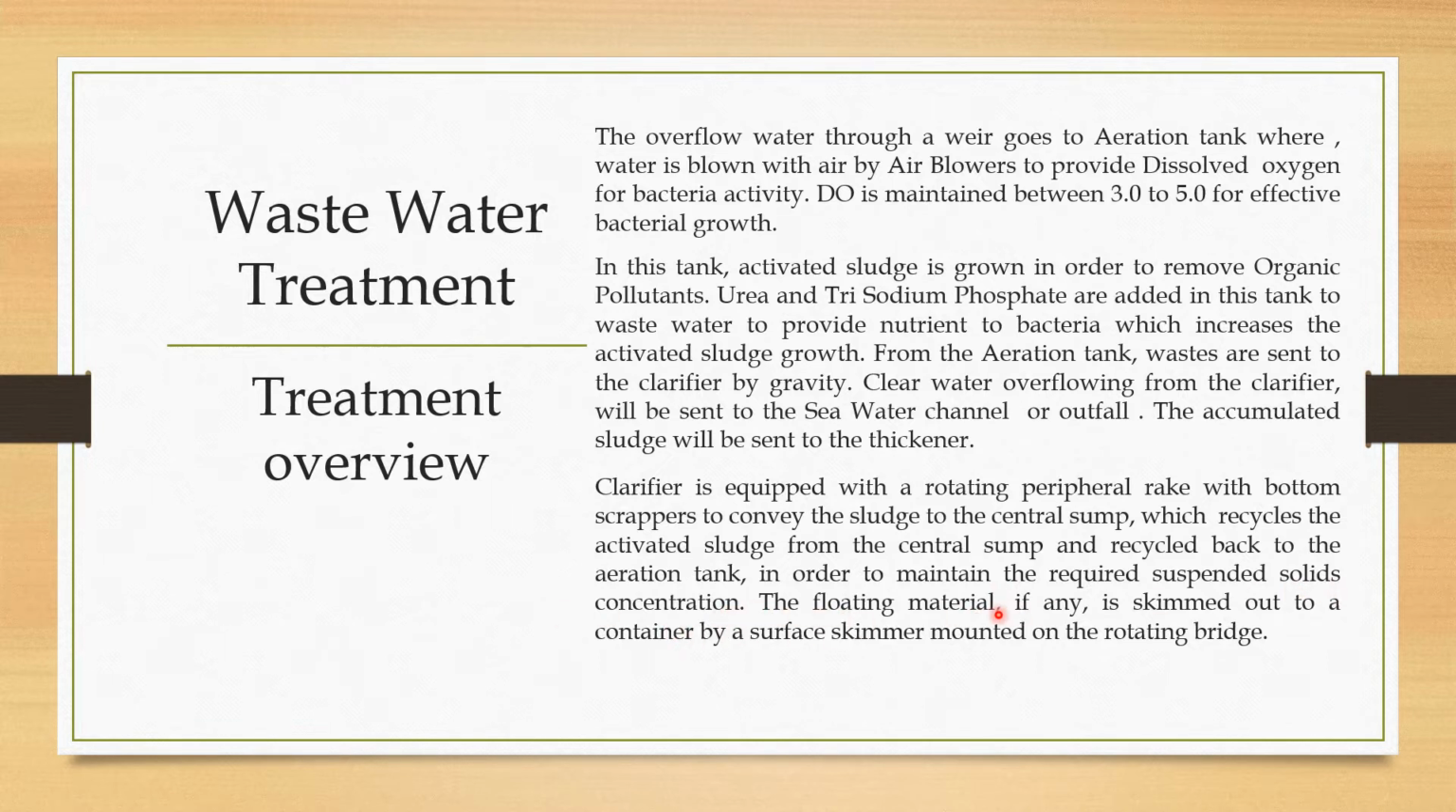The floating material, if the activated sludge is more, is skimmed out to a container by a surface skimmer mounted on the rotating bridge at the top of the clarifier. In the clarifier tank, activated sludge is concentrated in the central sump and the level is maintained by recycling back to the aeration tank. Some of the sludge is removed to the thickener and excess sludge is removed through the surface skimmer. Clear water is sent to the outfall or seawater channel.